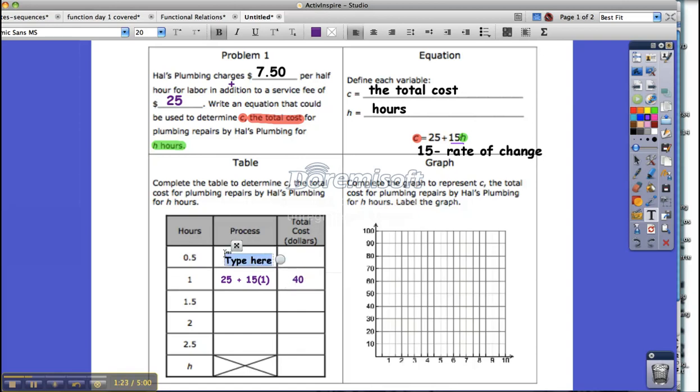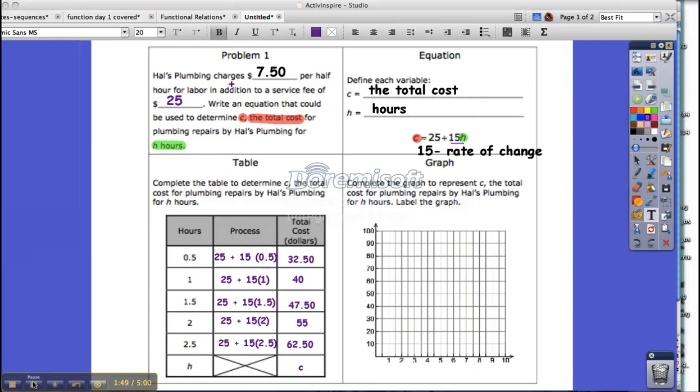Even if I have a decimal, I do the same thing. So here I would do 25 plus 15 times 0.5, half of an hour. So go ahead and fill in the whole table for the number of hours, find out the total cost. Your process column will look like this for everyone with you plugging in the number of hours for H. So go ahead and pause the video, fill out the whole table, and unpause the video when you're done.